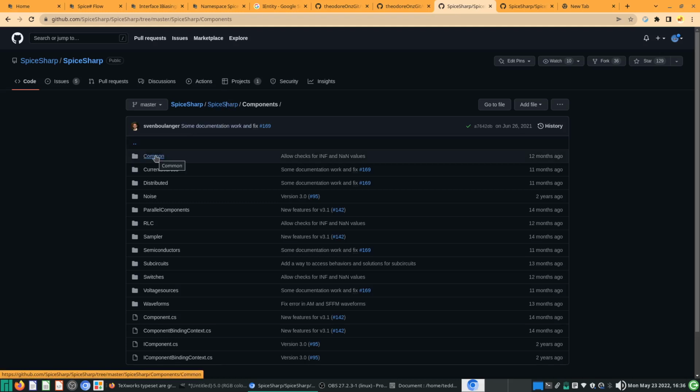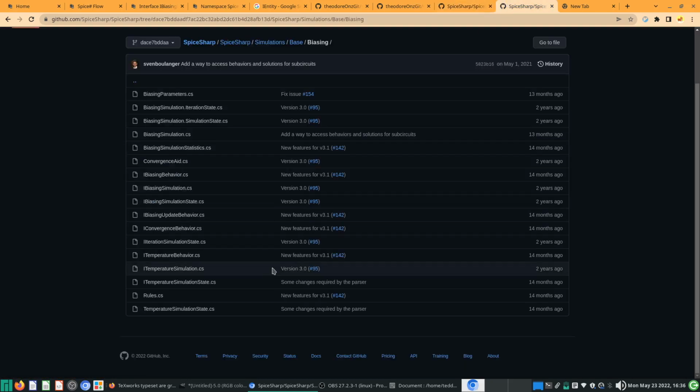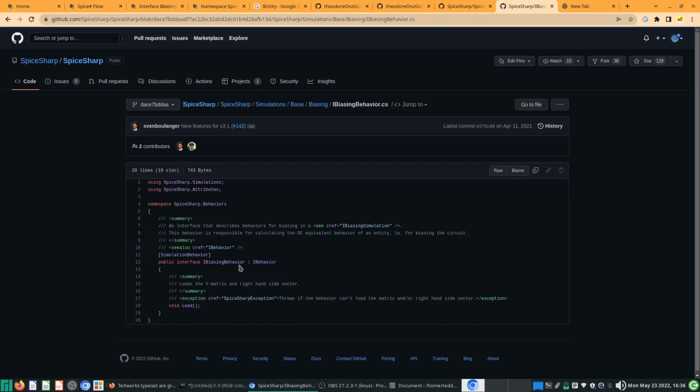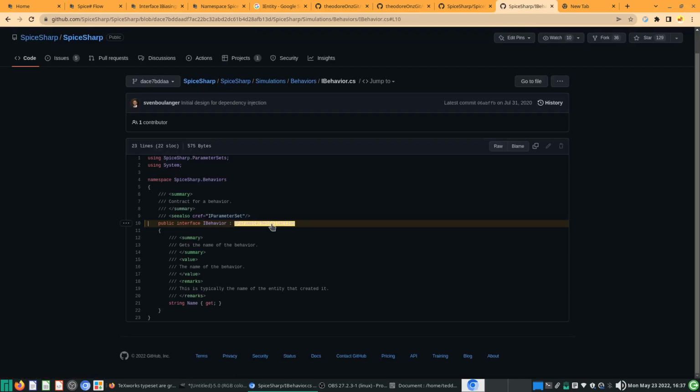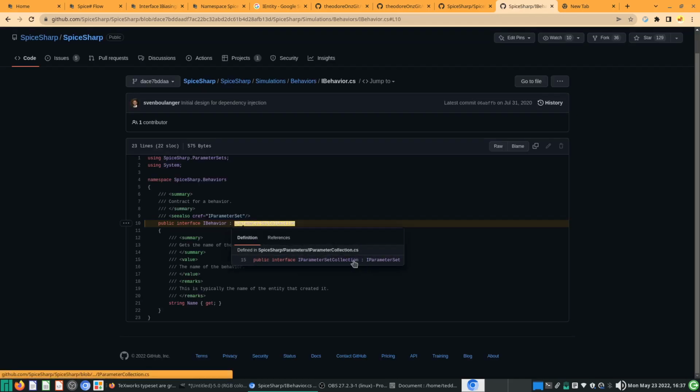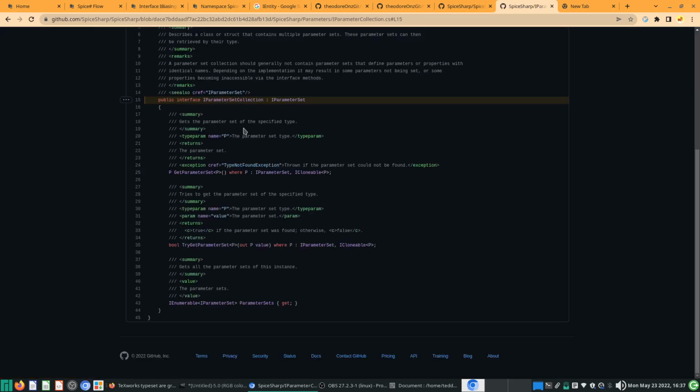So anyway, this is the biasing behavior part. Biasing behavior inherits from behavior, and it's supposed to just have this load thing going on. And behavior actually inherits from parameter set collection. Parameter set collection is a collection of parameter sets. You see there's an enumerable here called parameter sets, and then you just have a get method for this enumerable.